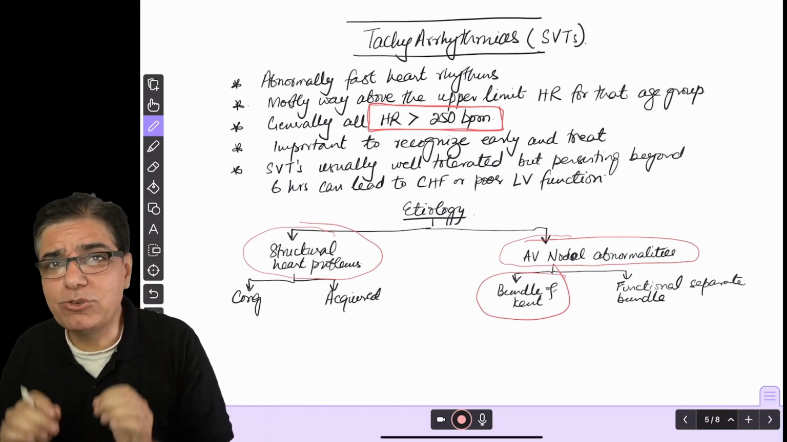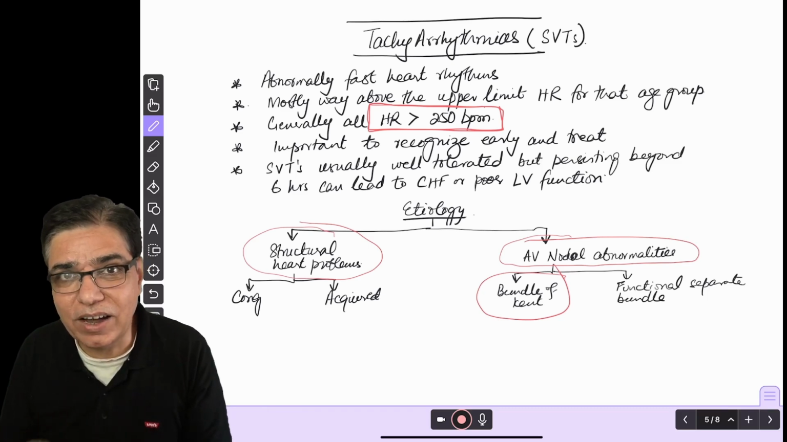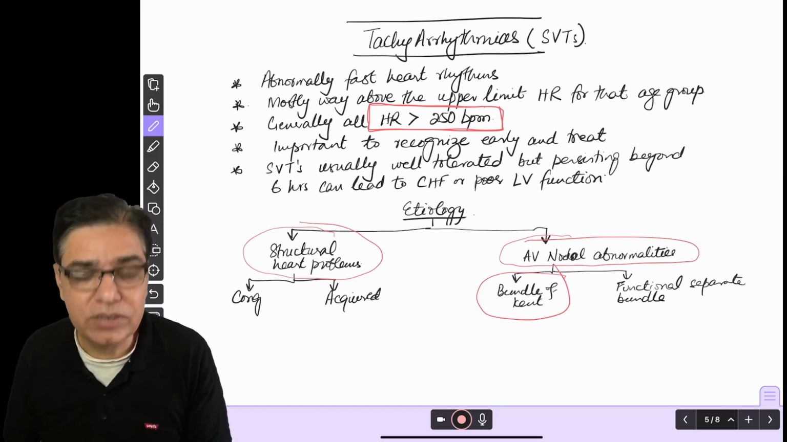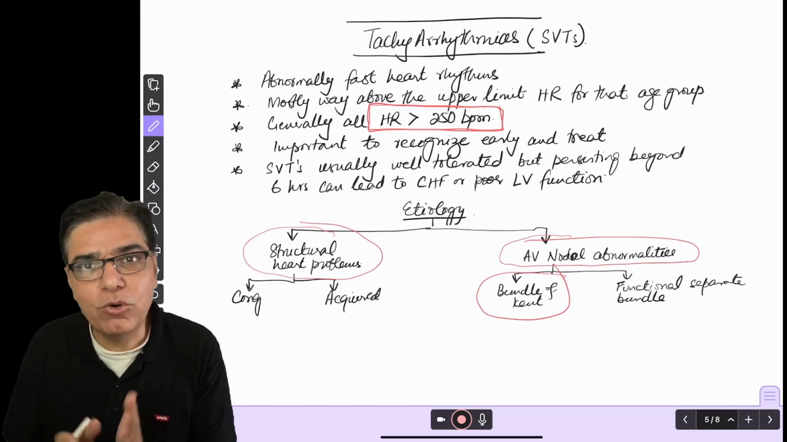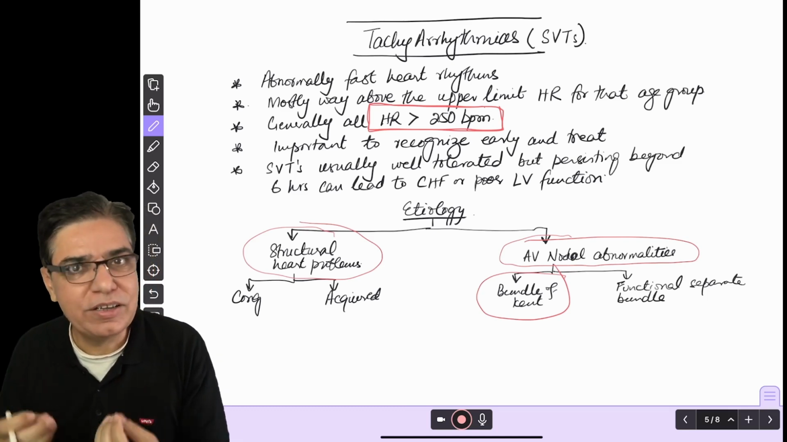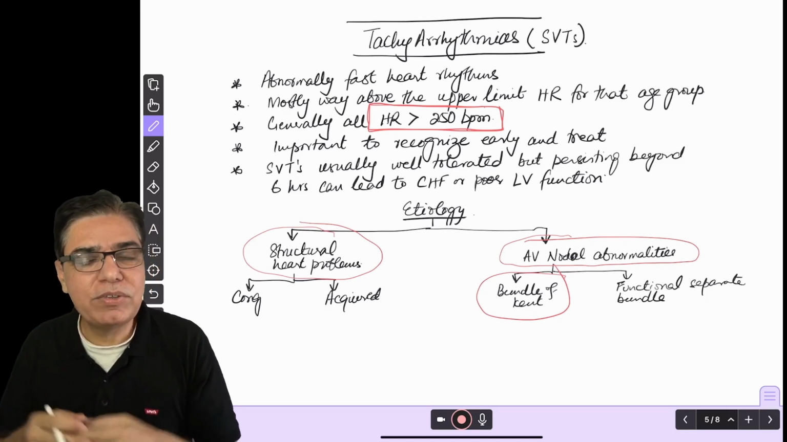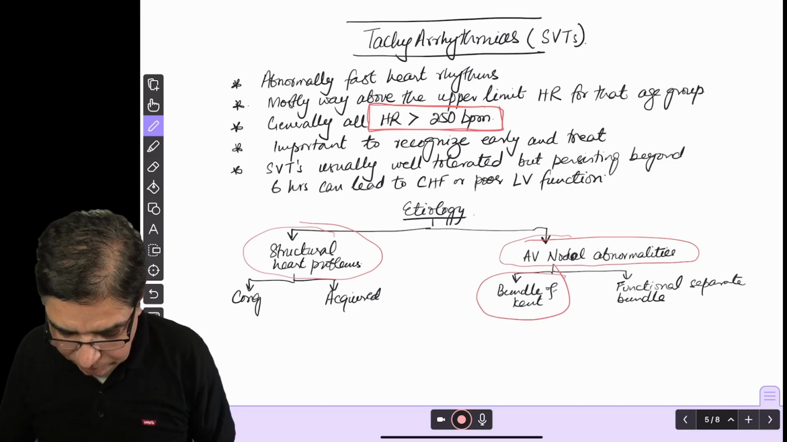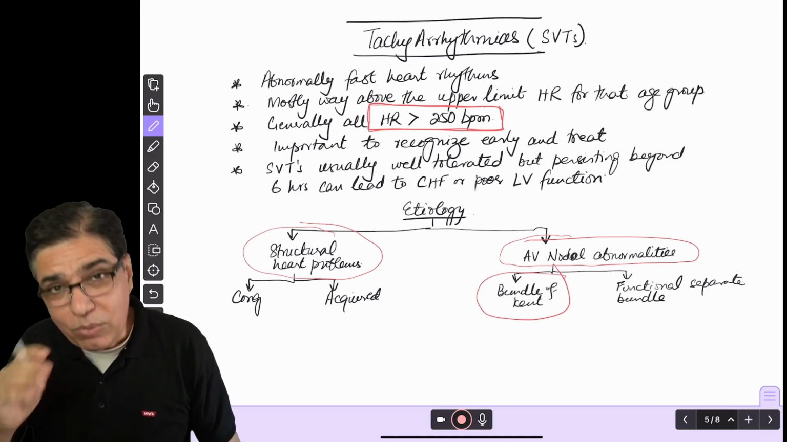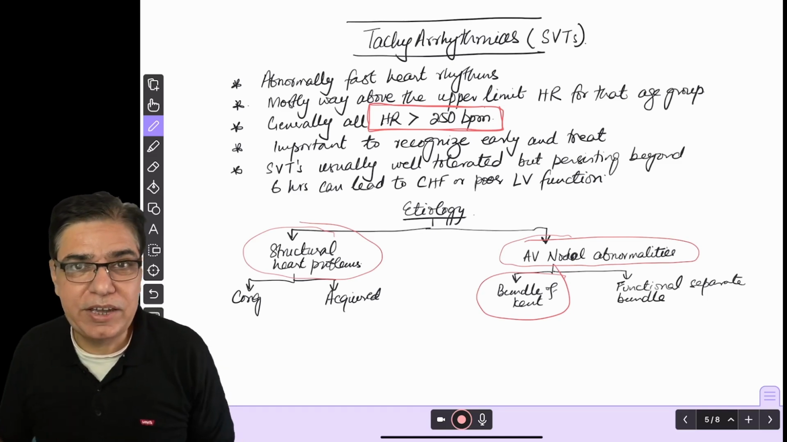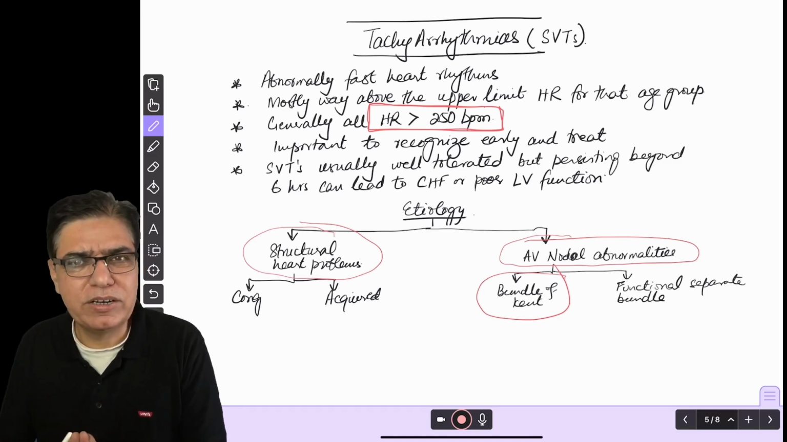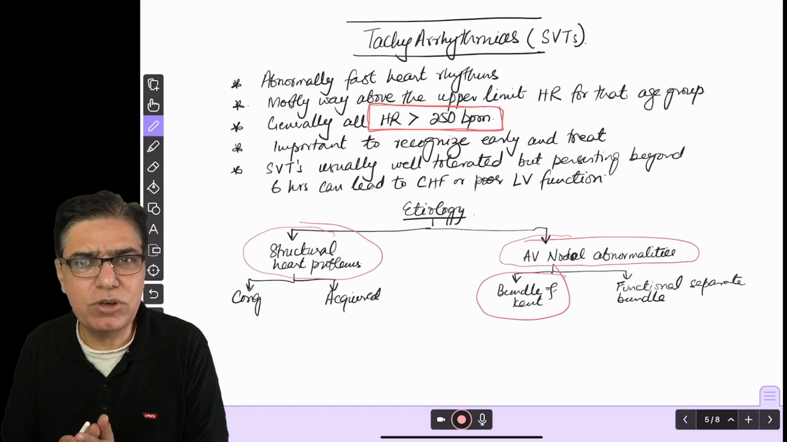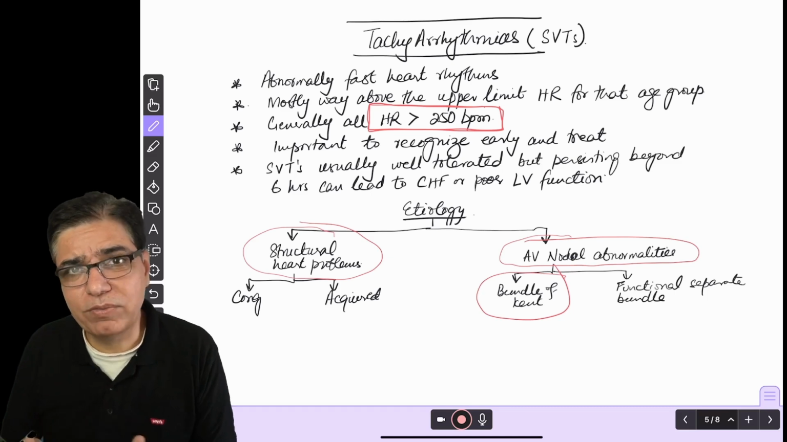Now, the important thing is to recognize this rhythm well in time. You need an ECG for that purpose, because the only way to know if it is SVT or VT is through an ECG. Or even if the ECG is not there, you need a cardiac monitor to at least look at the rhythm. Now, normally SVTs are usually well tolerated in children. So if it goes on for, let's say, a couple of minutes, the child is still fine. They would be having some symptoms, but there is no immediate threat to the life of the child.